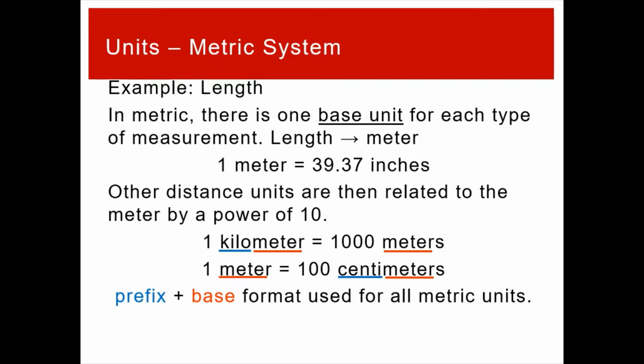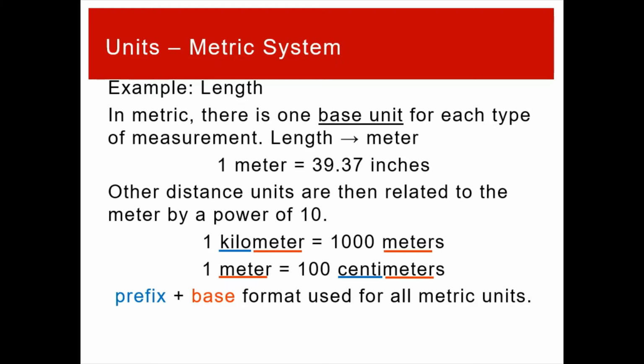Those prefixes, kilo and centi, correspond to powers of 10. So a kilo is 1,000. Okay, so a kilometer is 1,000 meters. Centi is smaller, so 1 meter is 100 centimeters. Okay, so a centi is a fraction of 1. So you need more than one of the centis to get back to the base.